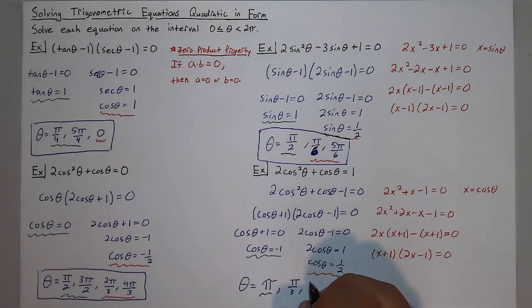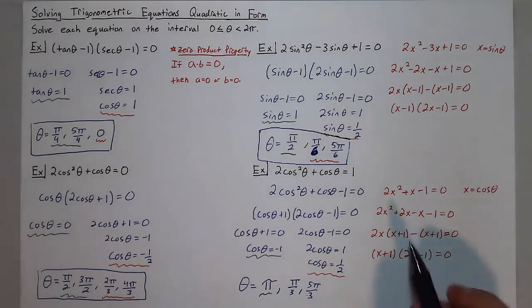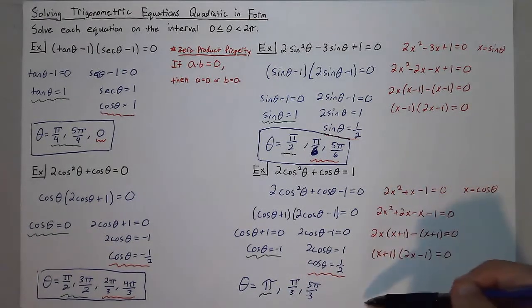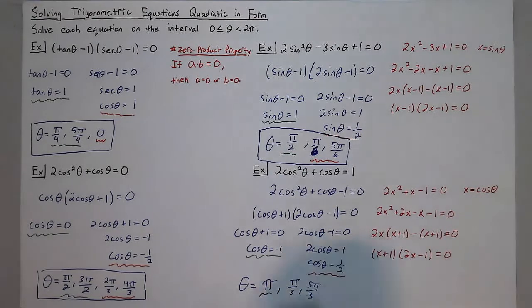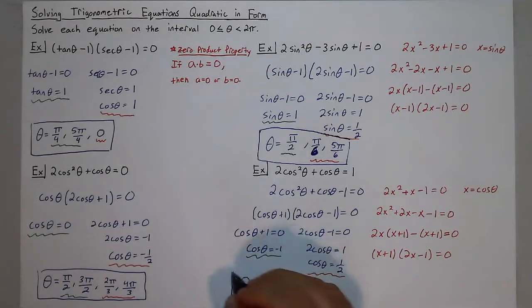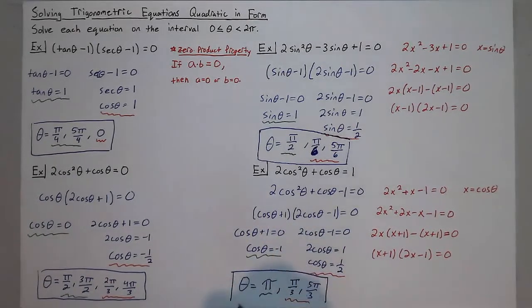and at 5 pi over 3 in the first and fourth quadrants, where cosine's positive, and it's that angle that's the uppermost and lowermost because it doesn't go over as far. And we'll end up with these three solutions: pi, pi over 3, and 5 pi over 3. And that is how you solve trigonometric equations quadratic in form.